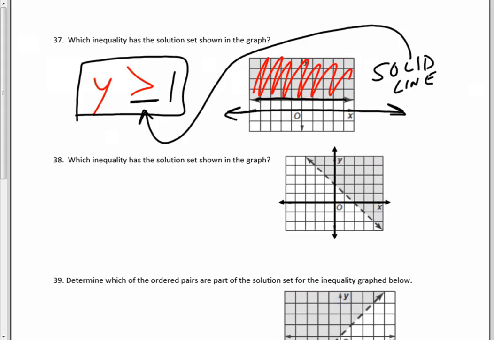What about 38? That's not going to be as easy as this one. Would you say that that is less than or greater than? If we're shading up, it's a positive. Is it this one or this one? It's dotted. So this is the first one.